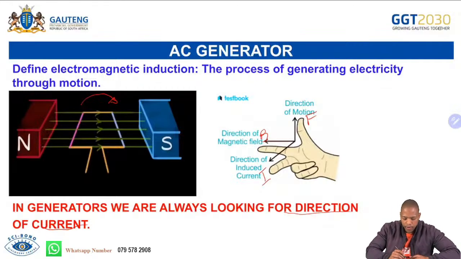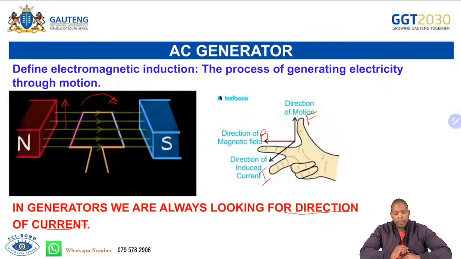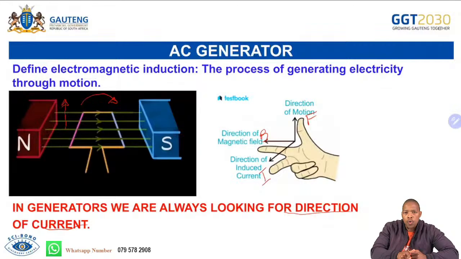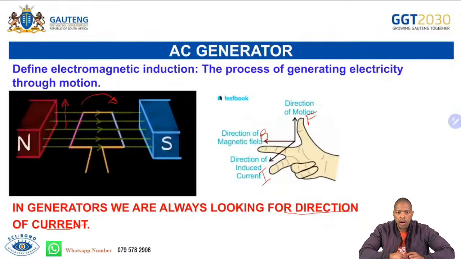Right. So if we are moving clockwise in this direction, that tells us that this pink part must be going up. So we know the direction of the magnetic field going from north to south. We know the direction of the rotation of our coil going clockwise. Then let's determine the direction of the current.